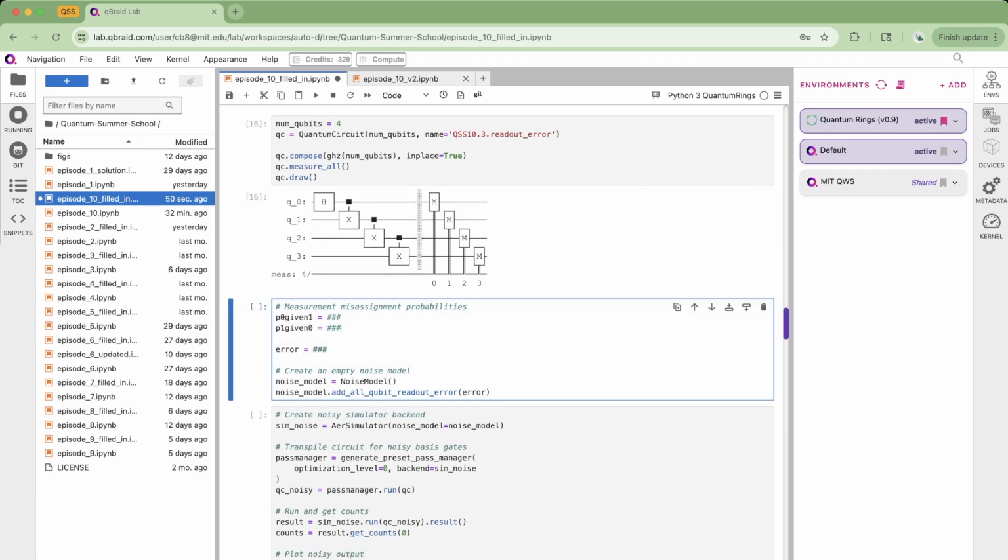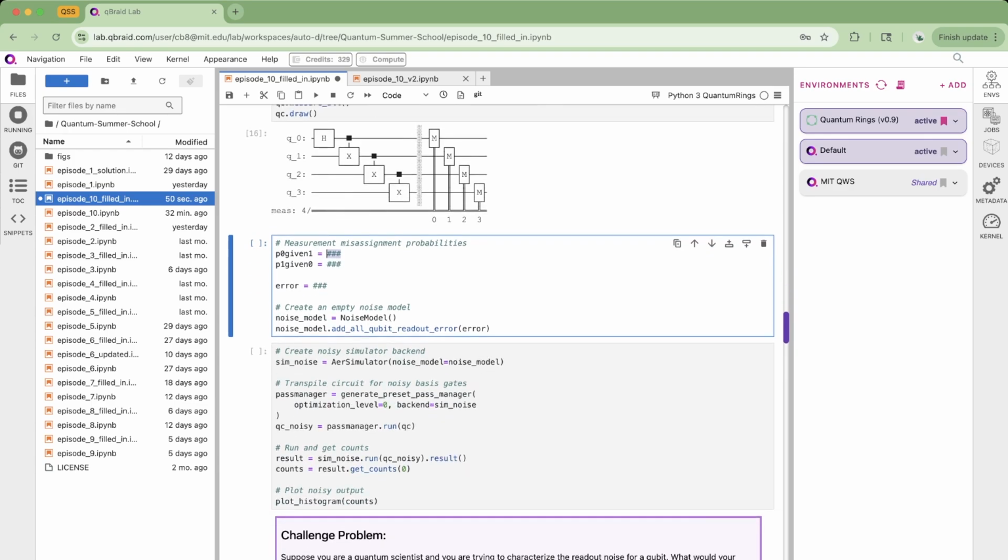Then we want to have some measurement misassignment probabilities. So the probability that we would measure 0 when it was actually in the 1 state, let's say this is 10%, and the probability that we measure it to be in the 1 state given that it was actually in the 0 state, maybe this is 5%. And then we have to create our error. This is going to be a readout error.